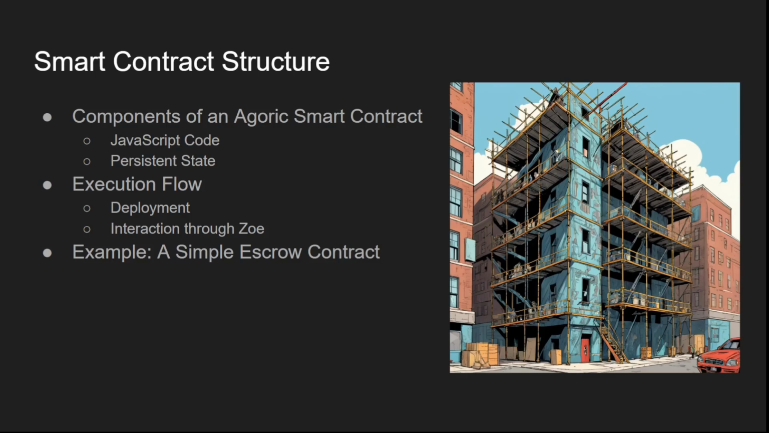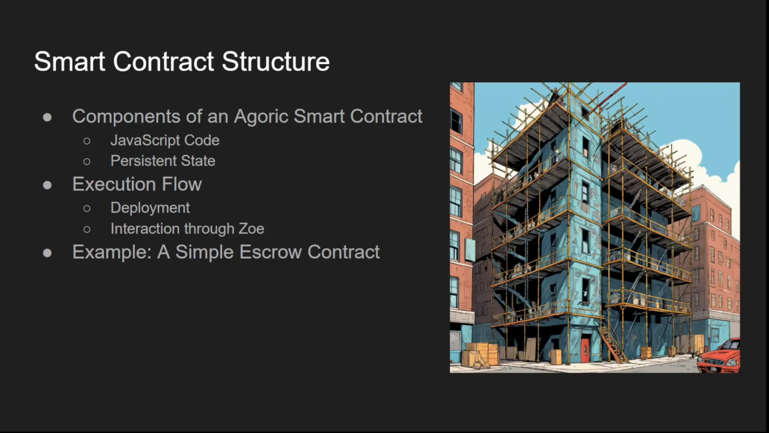Next, we have interaction with Zoe. Once deployed, both users as well as other contracts will interact with your smart contract via the Zoe service. Zoe acts as a mediator, ensuring that interactions are secure and that they adhere to the rules defined in the contract. Users interact with the contract by making offers, which are proposals for transactions that the contract can accept or reject based on its logic.